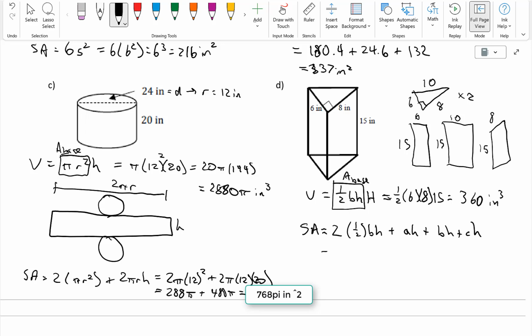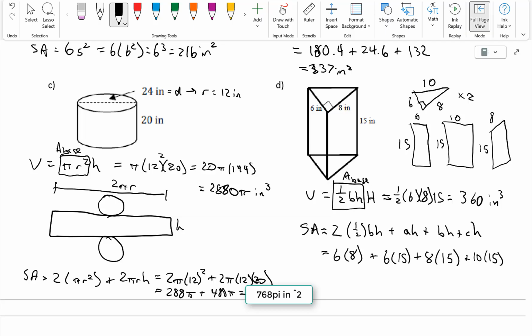For the surface area, we can just keep working down here. 2.5 would just make 1, so we got our base times our height. That's our 6 times 8 for that triangle. Plus our A, we can think the small side, 6 times our height 15, plus our base, our other leg, 8 times 15. So I guess I didn't want to use B for both, but just to get our point across there. And then we had 10 for the third side there, times our height 15.